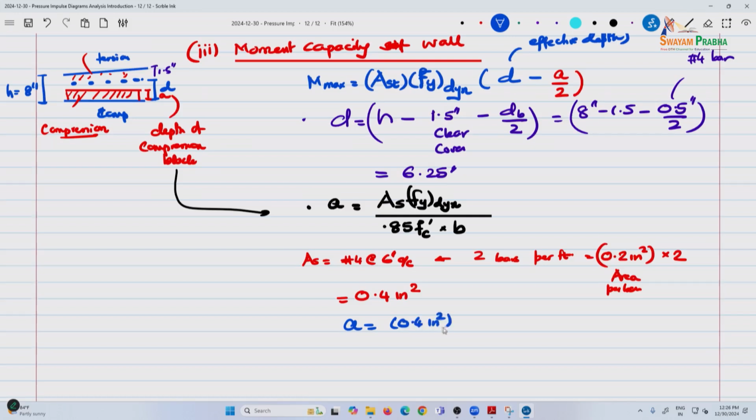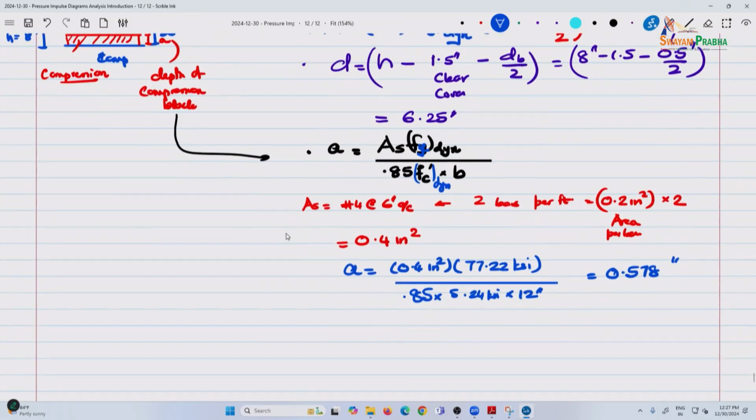0.4, the fc prime dynamic, sorry. No, As Fy, that is Fy. So 77.22, so that is the total force out there, divided by 0.85 fc prime, this is also dynamic, so 5.24 multiplied by 12. So this is 0.58 inches.